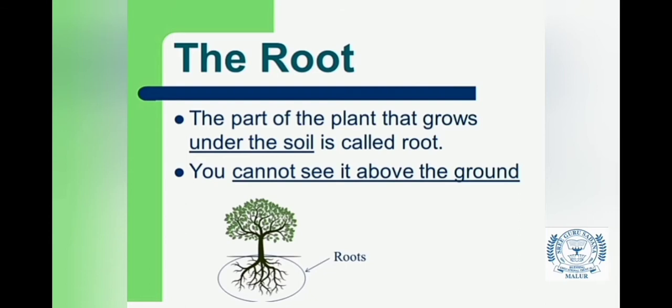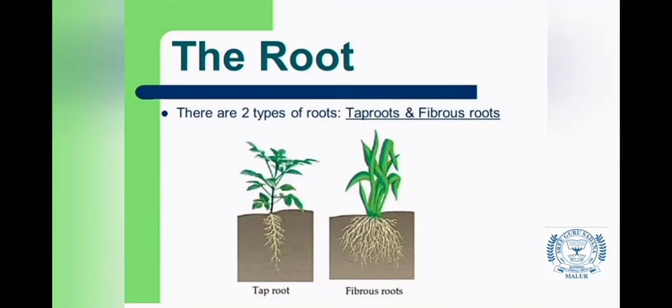Okay, now let us look into the root. Roots are a very important part of the plant, right? The part of the plant that grows under the soil is called the root. You cannot see it, as it is not above the ground. So the root is inside the ground, right, children? You cannot see the roots. There are two types of roots, that is taproot and fibrous root.